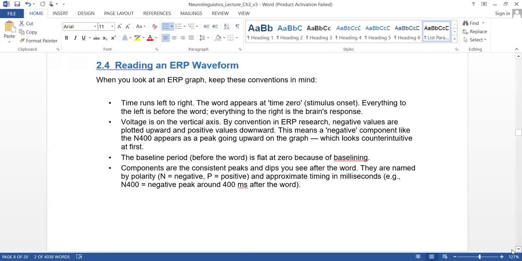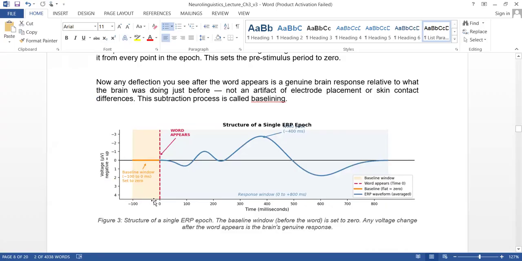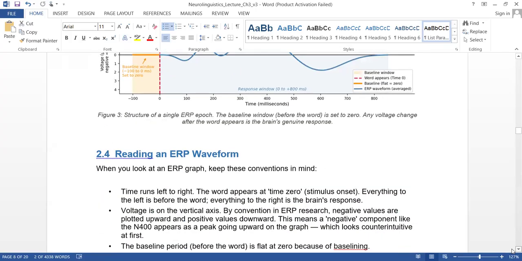But how do you read an ERP graph? This is a very, very important thing. Time runs left to right. The word appears at time zero. Everything to the left is before the word, and everything to the right is the brain's response. We can see here, right? Left is subtracted, and here after zero, it's the brain response and all that.